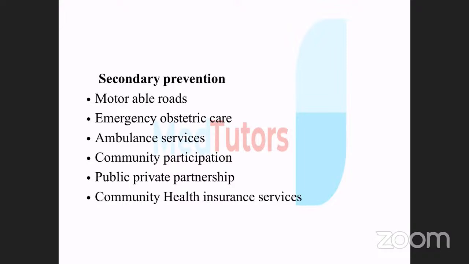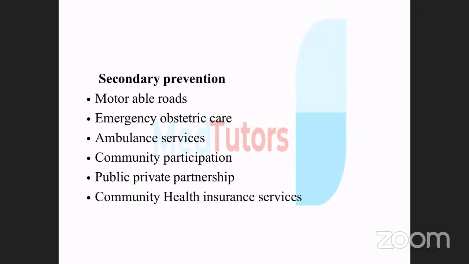Good roads, good communication networks, and good ambulance services. These three will help you ensure that when you have basic emergency obstetric care and there's a problem at the primary care level, it will be easier to refer the patient to the secondary care level where she can receive comprehensive emergency obstetric care. What does it mean by comprehensive emergency obstetric care?